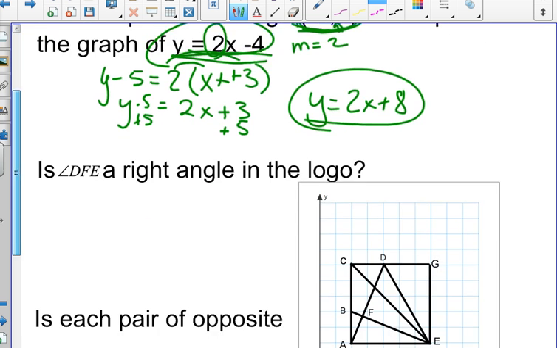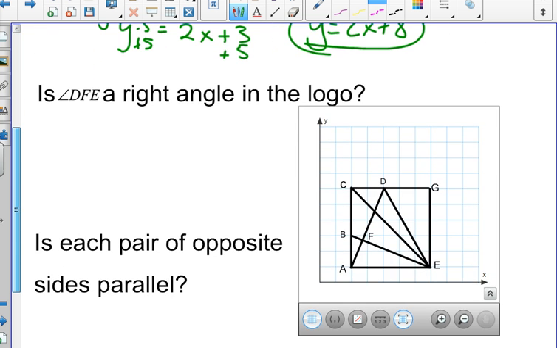Okay, is angle DFE a right angle in the logo? For angle DFE, you always start from the letter they say, D, then go down to F, and then go over to E. But we have to find out if that is a right angle. If it is, that means this line is perpendicular to this line. So we need to find out: in perpendicular lines, the slopes are opposite reciprocals. So what's the slope of this line?